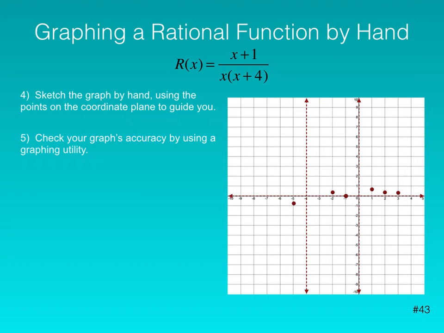So I could sketch this by hand and then check my answer by using a graphing utility. The graph would look like this. And that is the process for sketching a rational function by hand. We found the asymptotes, we found the intercepts, and then we determined some other points that lie along the curve of the rational function.